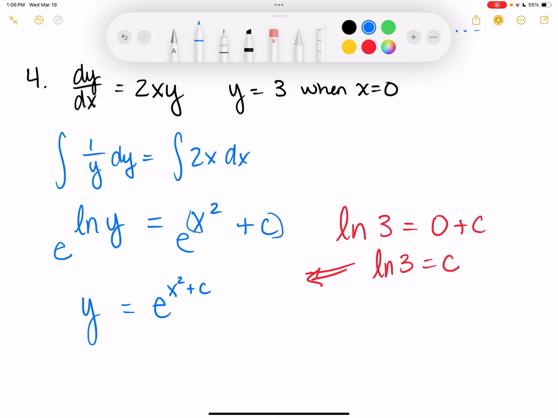I don't know, but it says e to the x squared plus c. What does it tell us? What do I do with this? Or what's another way to write this? Wait, e to the, the log of, wait, I know this. Hold on. Exponent rules, people.